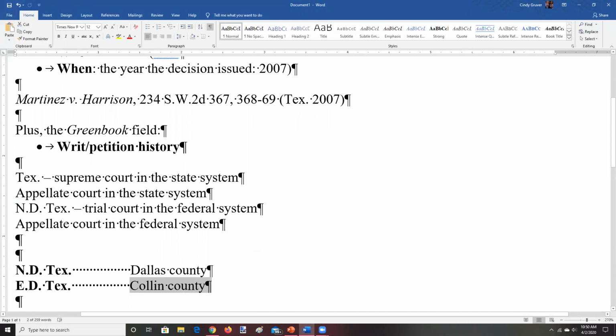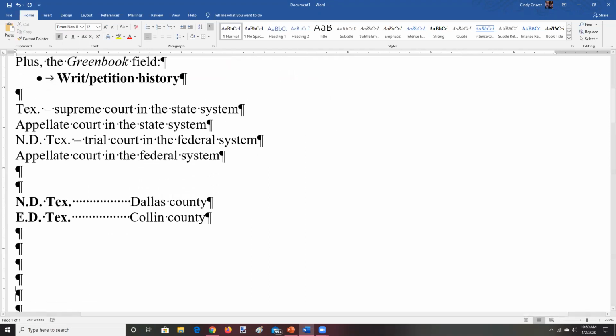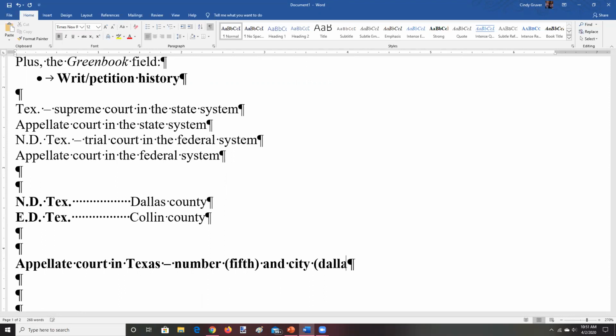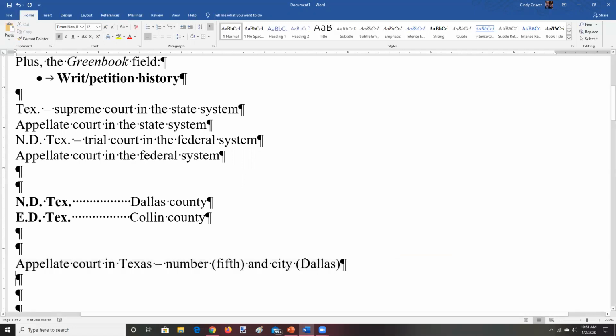For example, in Texas, Collin County is in the 5th Court of Appeals, which is based in Dallas. So in our appellate system in Texas, the appellate court has 2 names. It has a number. For example, ours is 5th. And it has a city, which is, in our case, Dallas. You will see people refer to both. We'll call it the Dallas Court of Appeals or the 5th Court of Appeals. For Bluebooking purposes, though, we just care about the city. We're not going to do anything with numbers.